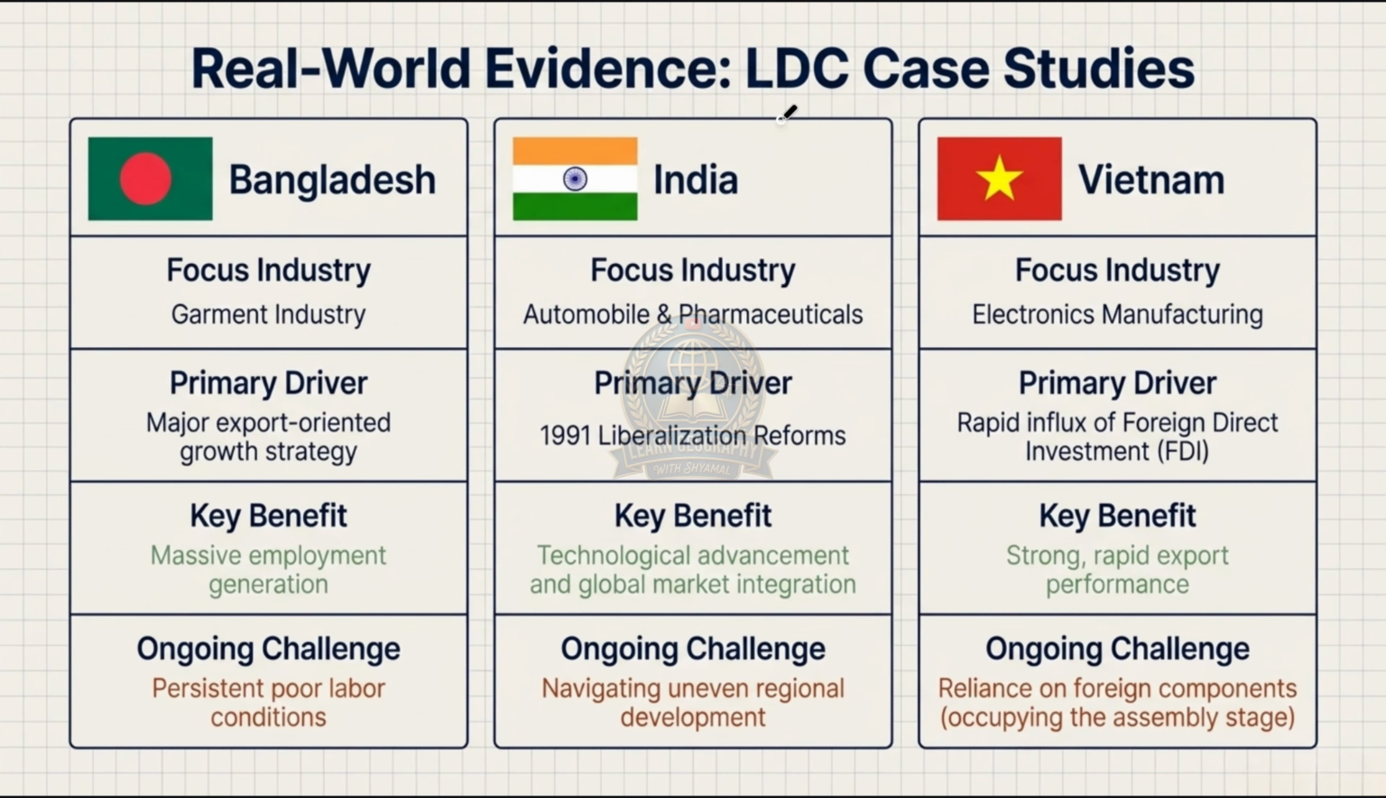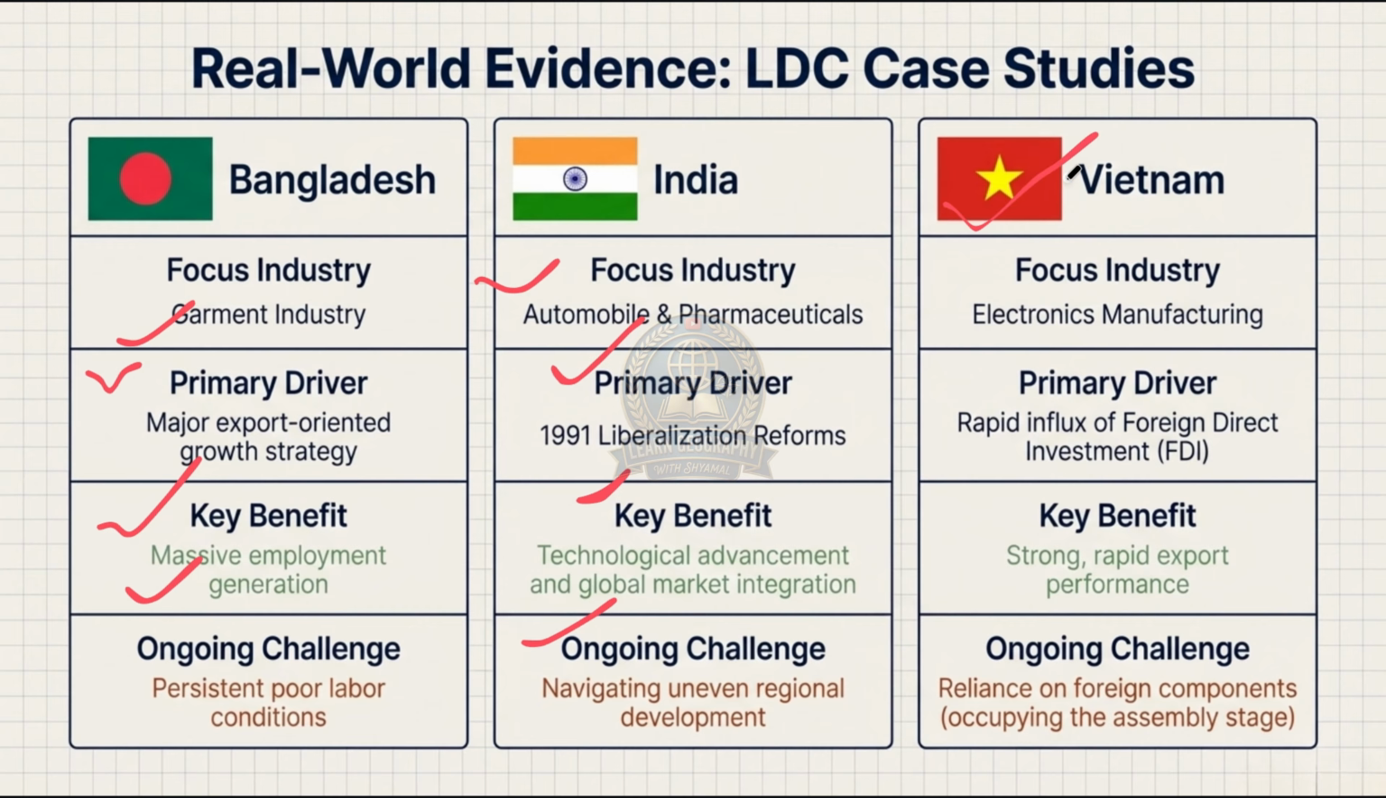Real world evidence, LDC case studies. Bangladesh: focus industry, garment industry; primary driver, major export oriented growth strategy; key benefit, massive employment generation; ongoing challenge, persistent poor labor conditions. India: focus industry, automobile and pharmaceuticals; primary driver, 1991 liberalization reforms; key benefits, technological advancement and global market integration; ongoing challenge, navigating uneven regional development.